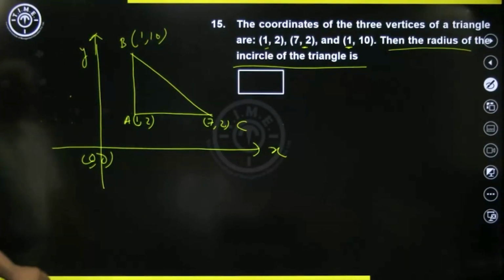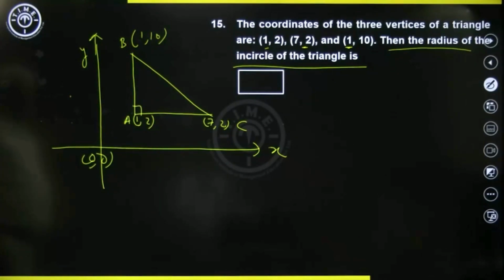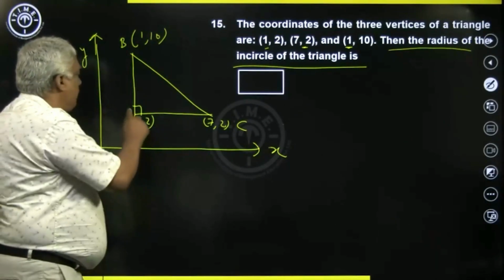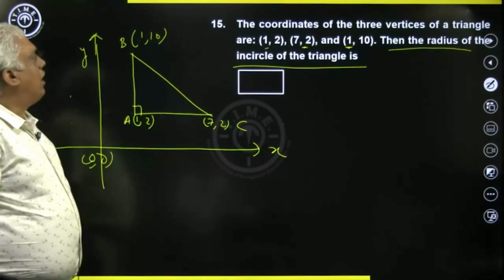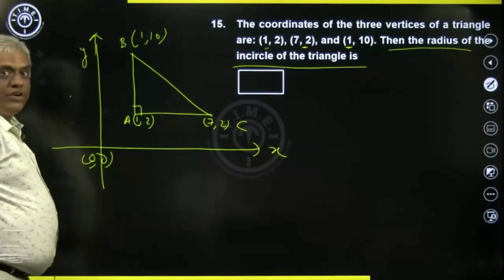If you look at this, this is a right angle triangle basically, because AB is parallel to the y axis and AC is parallel to the x axis. So this is 90 degrees, a right angle triangle. And they are asking to find the inradius.